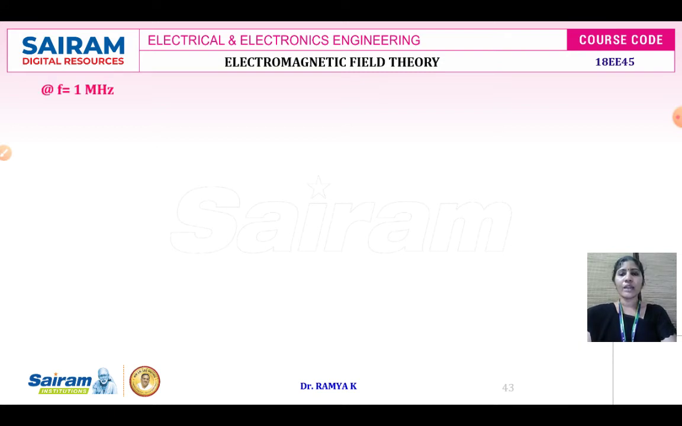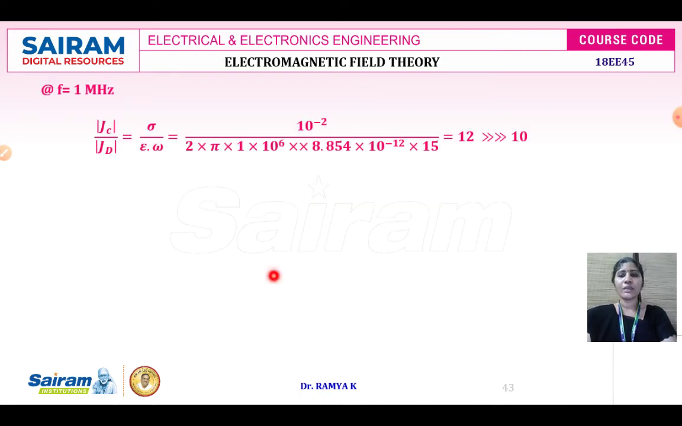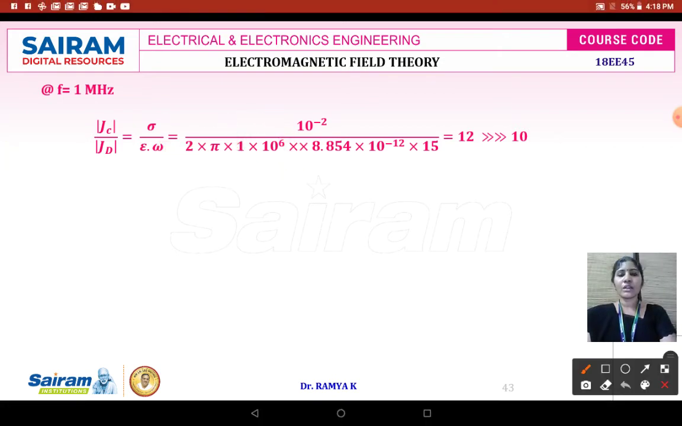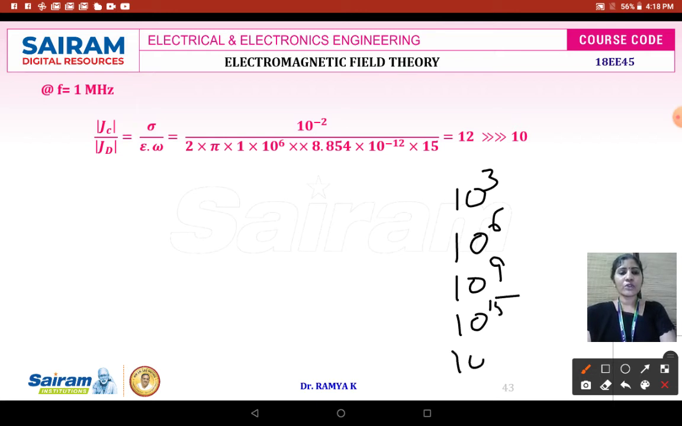Now, at f is equal to 1 MHz, Jc by Jd is equal to sigma divided by omega epsilon. In the place of f, we need to substitute 1 MHz. Kilohertz means 10 to the power of 3, megahertz means 10 to the power of 6, gigahertz 10 to the power of 9, petahertz 10 to the power of 15, exahertz 10 to the power of 18.